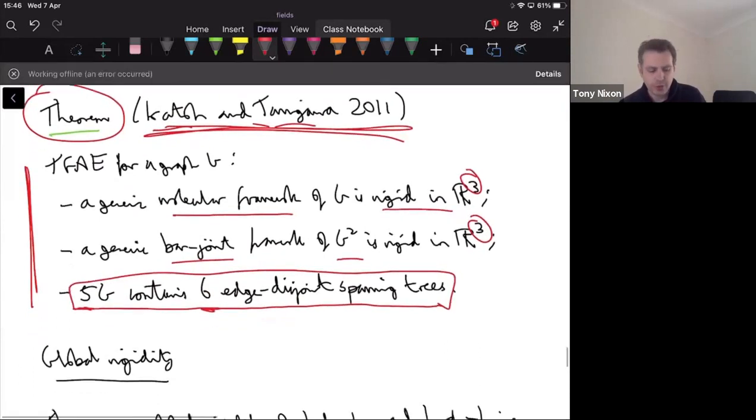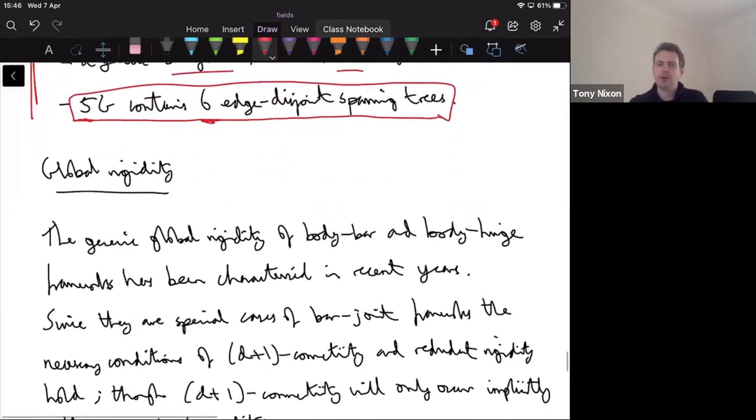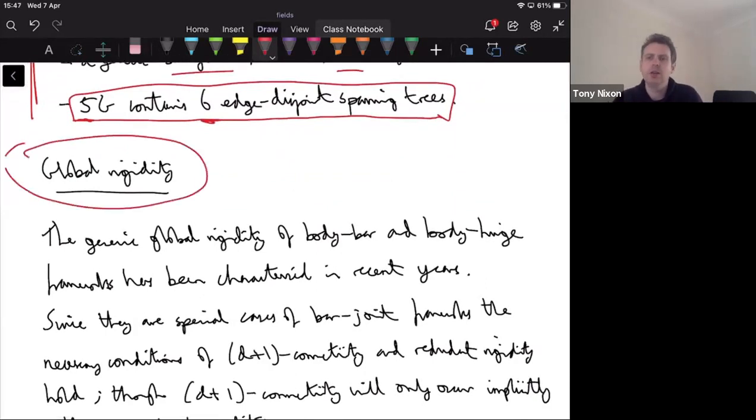For the last few minutes, I want to say something briefly about each of these 3 contexts for global rigidity. So we have body-bar, we have body-hinge, and we have molecular frameworks. For the first 2, there are global rigidity theorems that I want to briefly mention, and the third is an open problem. So that's the 10-second summary.